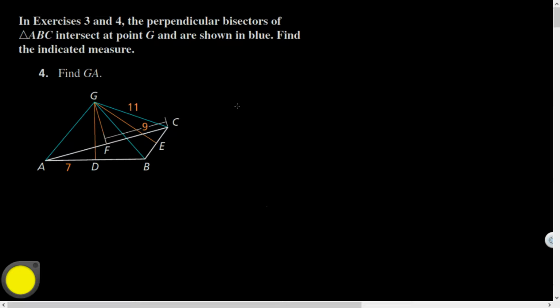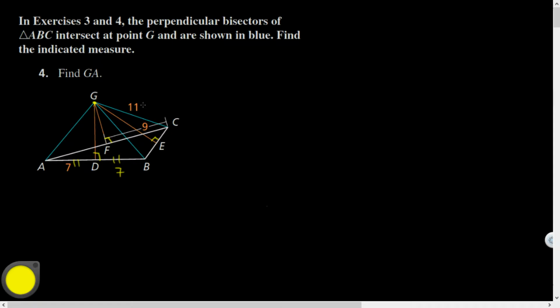But here's question 4. I tried to pick some of the more interesting problems. It says the perpendicular bisectors of triangle ABC intersect at point G and are shown in blue. Find the indicated measures. So these orange lines, they did give us all 3 of the perpendicular bisectors. That's pleasant. Thank you, friends. So those are all perpendicular bisectors. Well, they told us they were, so they intersected at point G. That means this guy is congruent to this guy. That would have been 7 as well, etc.